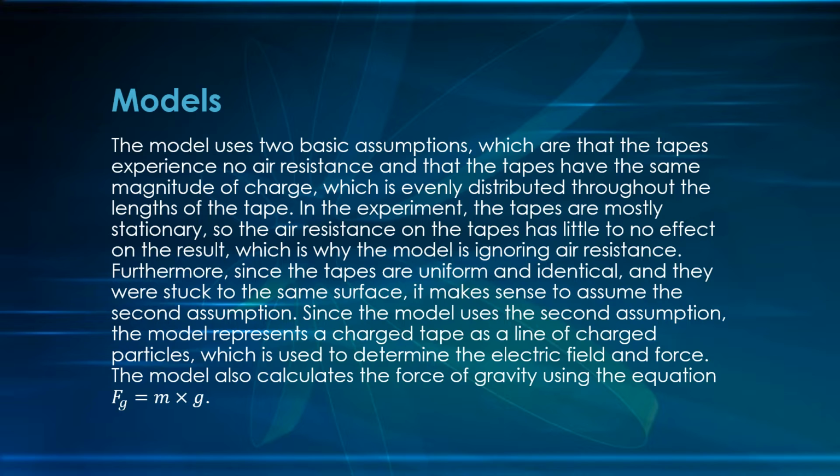The model code uses two basic assumptions: that there is no air resistance, because this has a minute effect in real life, and that the tapes have the same charge evenly distributed throughout the length of the tapes, because the tapes are uniform and identical. Using the second assumption, the model represents the charged tape as a line of charged particles, and uses this to calculate its electric field and force. It also calculates gravity using the definition force equals mass times gravity due to acceleration.